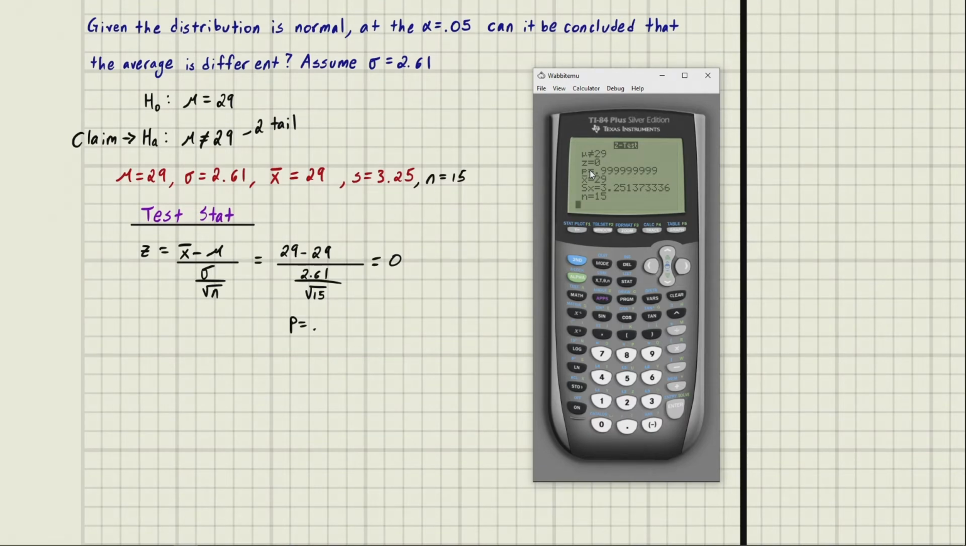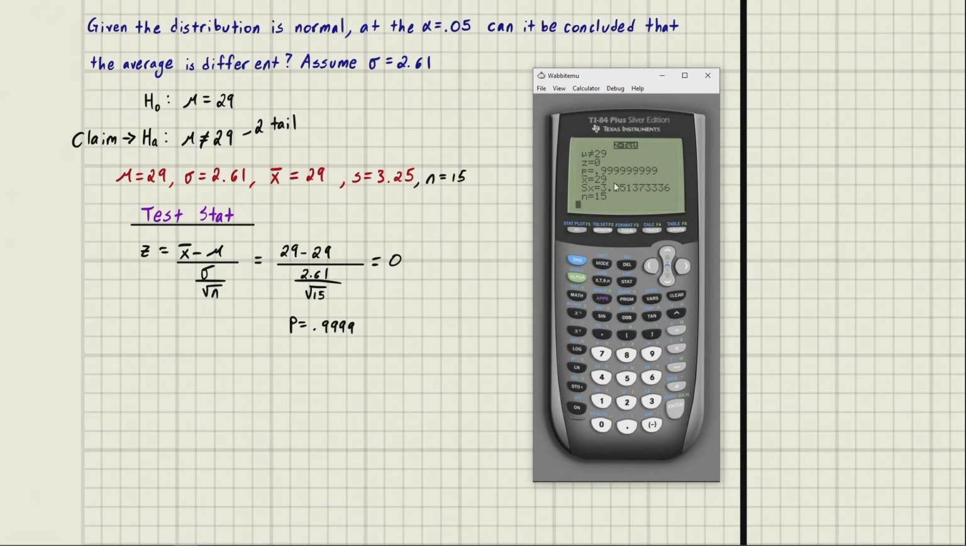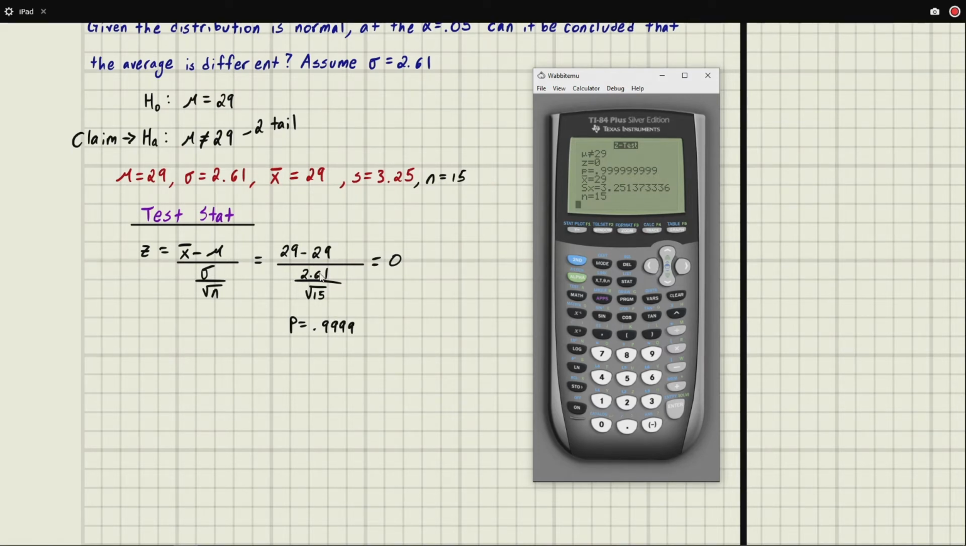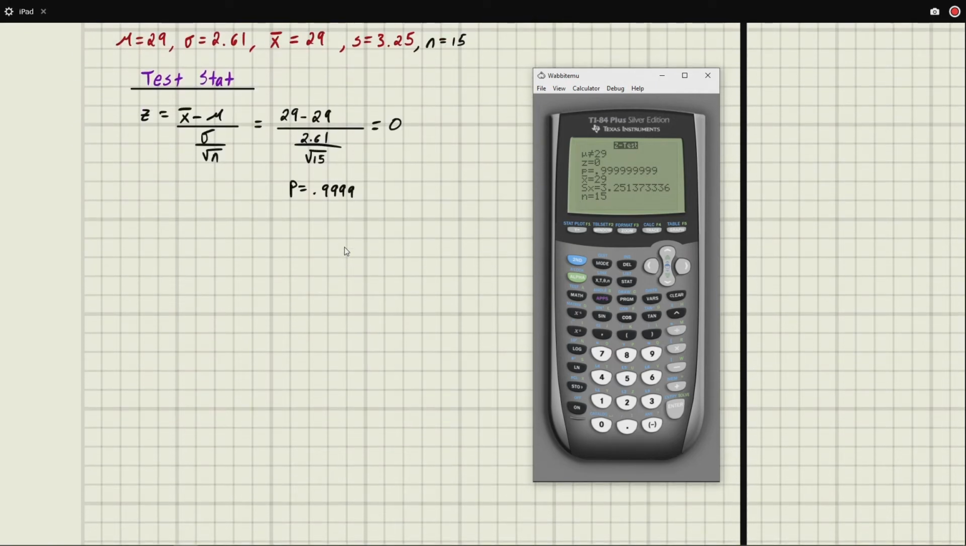P is equal to 0.9999. And so you could use this to draw our conclusion already, actually, if we want to. And that's that. All this other stuff we don't really need. So let's go ahead, let's draw our picture, and let's find what this thing looks like. So we're going to draw our graph.